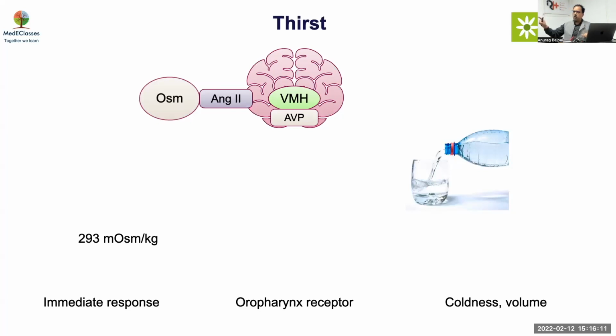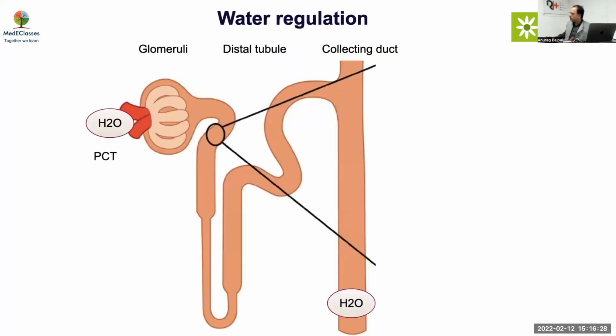So the osmotic threshold for thirst is 10 milliosmoles per kg higher as compared to AVP. So AVP will start secreting at 283. Thirst is going to be triggered at 293. And this is an important mechanism. Otherwise, it will be a waste. You're drinking and it's going in the urine. That's a very, very basic phenomenon.